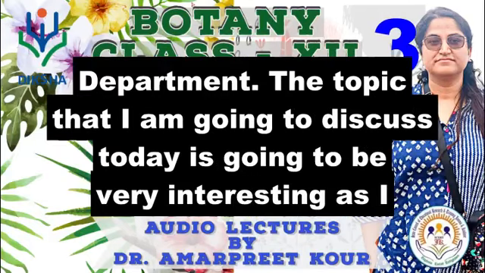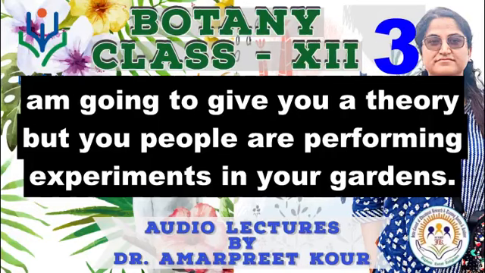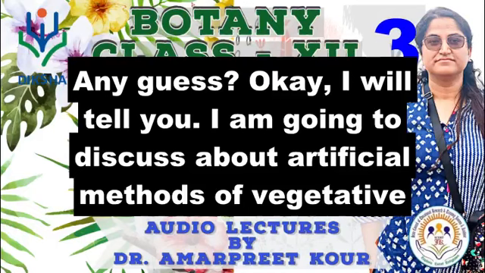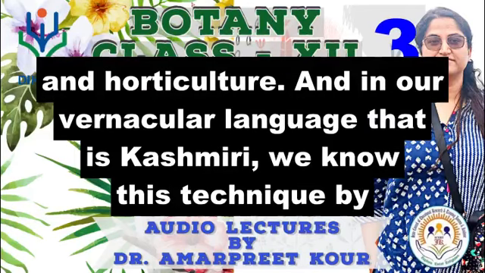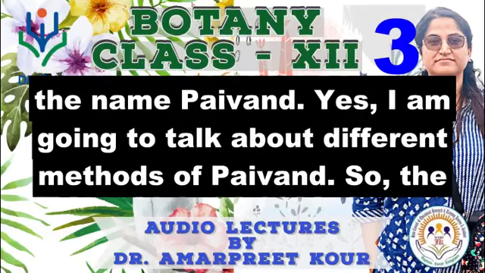The topic that I am going to discuss today is going to be very interesting, as I am going to give you a theory, but you people are performing experiments in your gardens. Any guess? Okay, I will tell you. I'm going to discuss artificial methods of vegetative reproduction. It's very common in our Kashmiri culture as 90% of people are related to agriculture and horticulture. And in our vernacular language, that is Kashmiri, we know this technique by the name Paiband. Yes, I'm going to talk about different methods of Paiband.